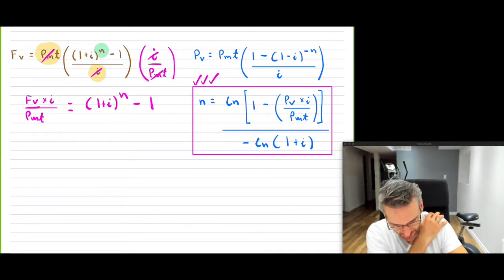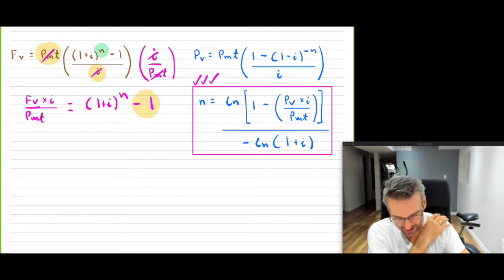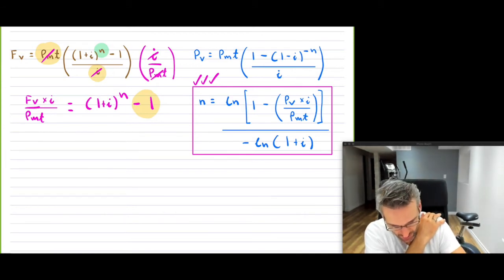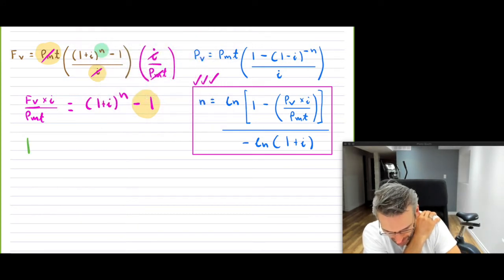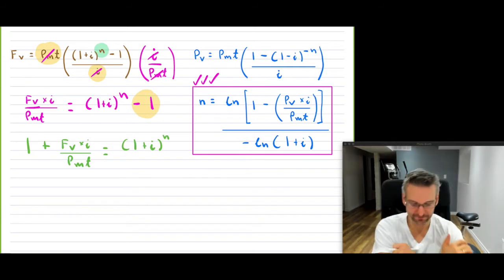So the next thing that I'm going to do is take this minus 1 and bring it over to the other side. If I bring it over to the other side, it becomes positive. So here, let me switch color. I'm going to have 1 plus future value times my i divided by my payment, and that is equal to 1 plus i to the n.